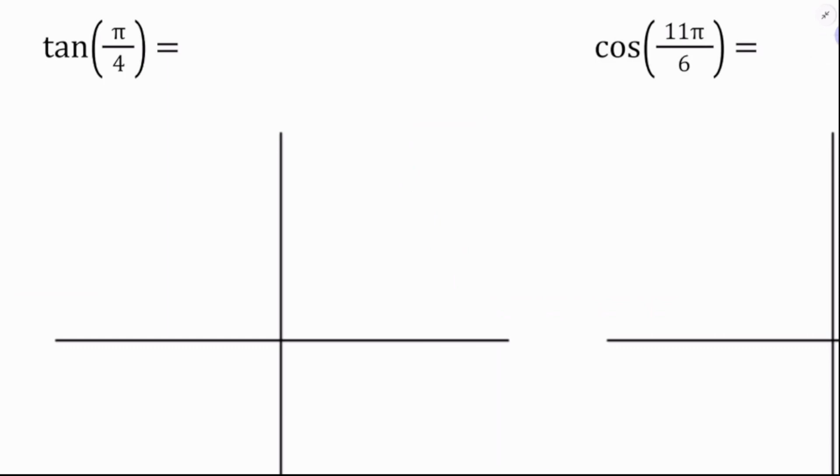Tangent of pi over 4. That's a 45-degree angle in the first quadrant. Go up like that. Draw myself a reference triangle.